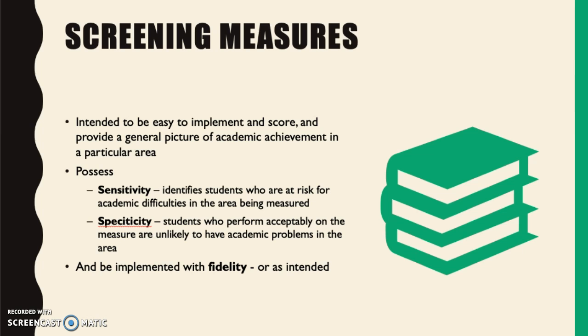Screening measures are intended to be easy to implement and score and provide a general picture of academic achievement in a particular area. They possess two qualities: sensitivity, which identifies students who are at risk for academic difficulties in the area being measured, and specificity. Students who perform acceptably on the measure are unlikely to have academic problems in the area. They must also be implemented with fidelity, or as intended.